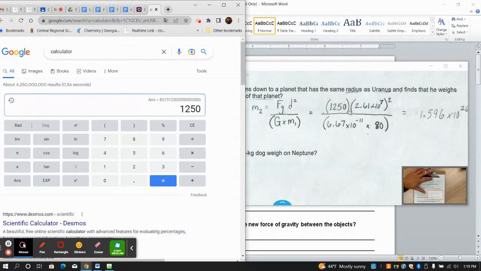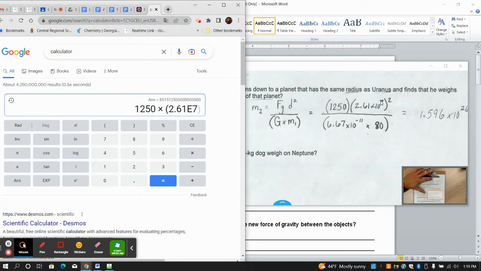So my 1250 times, I'm going to slap this one in parentheses, this 2.61. Now, the E button on your calculator, instead of that, you're going to have to use EXP. The big E shows up. Still the same thing. The number that follows that is the exponent.